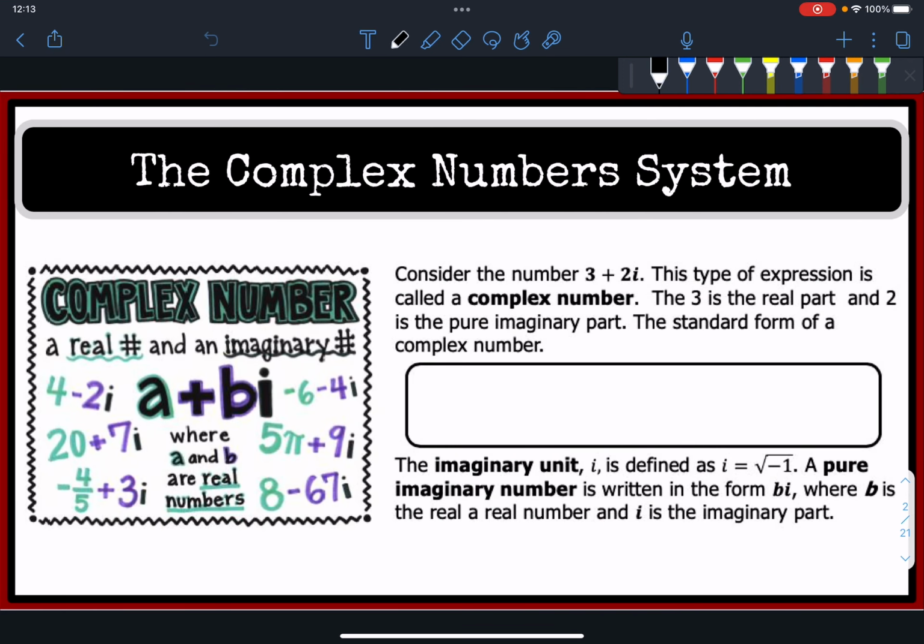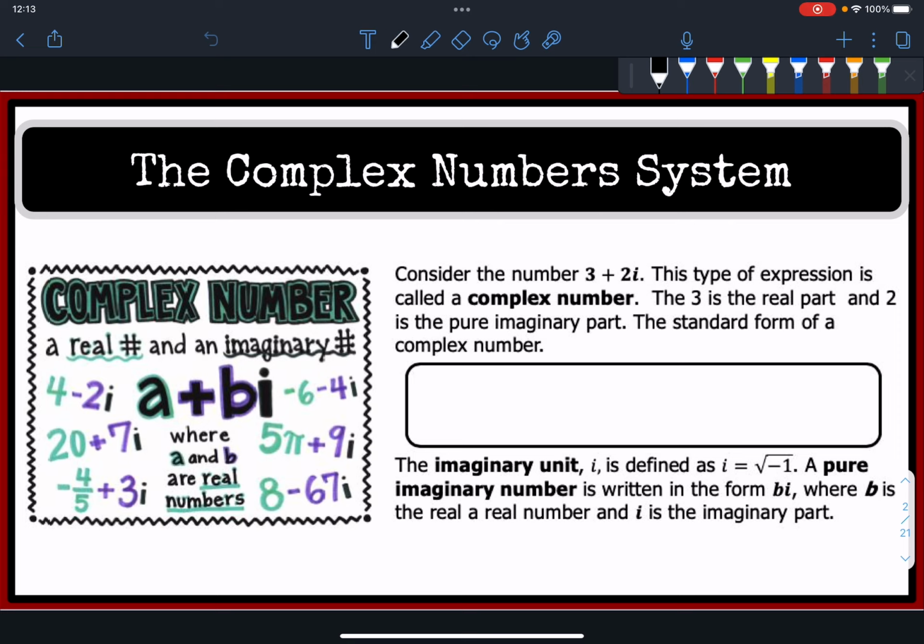Now the complex number system is a number that consists of two parts. We get numbers from the real number system and the imaginary system. I know it doesn't seem very logical, and it creates a complex number. So for example, 3 plus 2i is an example of a complex number, where 3 is the real part and 2 is the pure imaginary part.